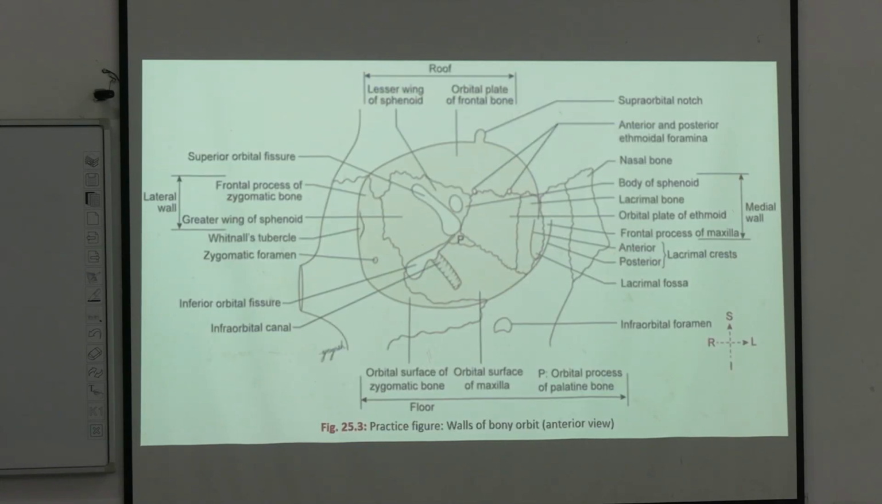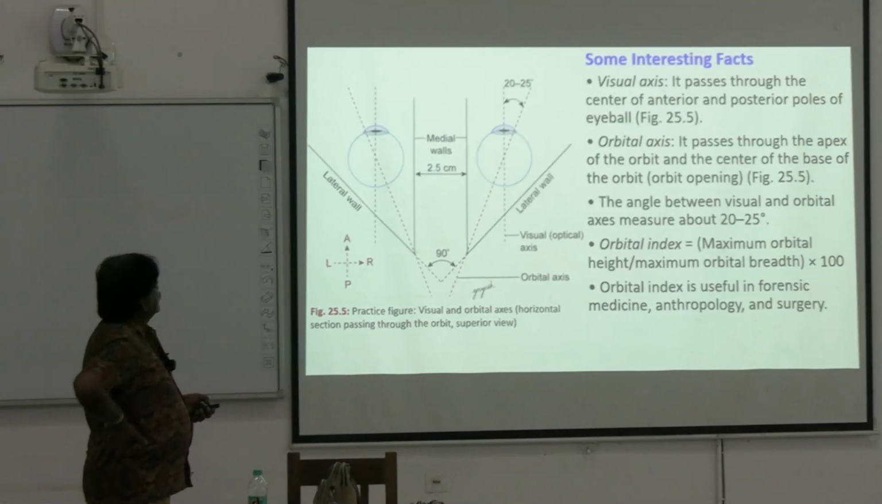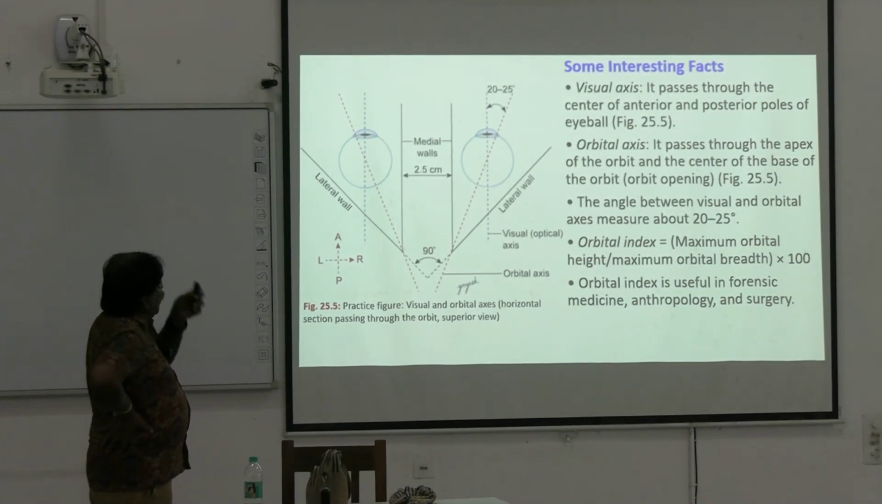Now, the walls of the bony orbit are again a repetition. It's a drawing practice figure, which means questions come from it.